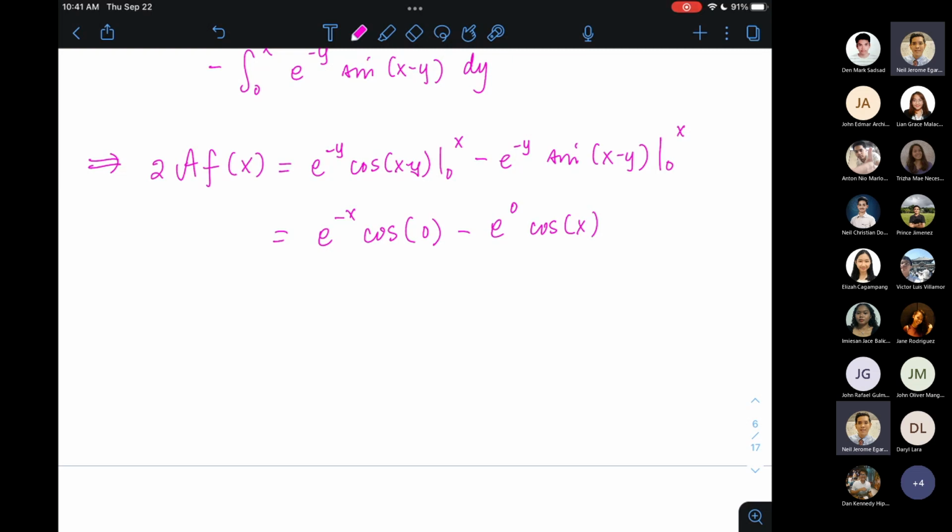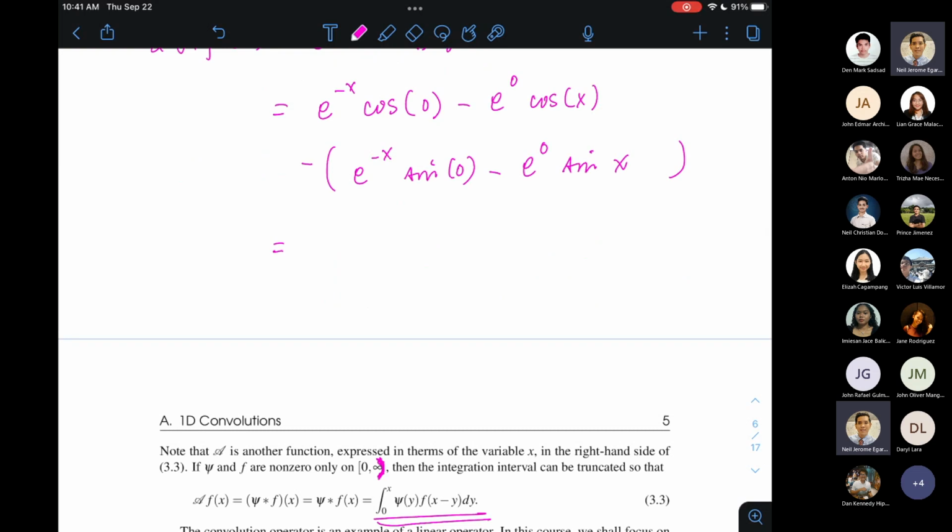Tapos we'll have minus this quantity. Ito naman, ito yung i-evaluate natin. So this would be e to the negative x sine of 0 kasi magiging x minus x minus e to the 0 sine ng x. Tama? So this guy would be cosine ng 0 ay 1. So e to the minus x, then minus cosine x. Sine of 0 is 0, so this guy vanishes. So magkakaroon tayo ng plus sine x.